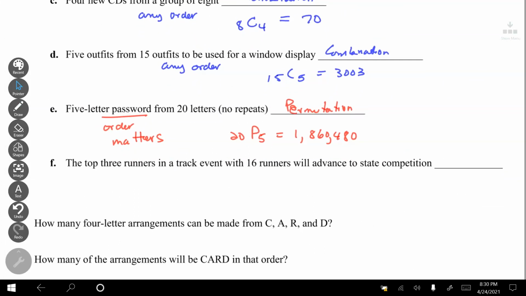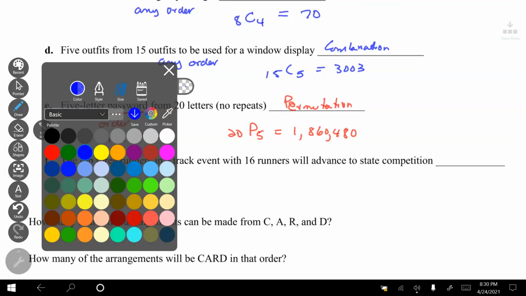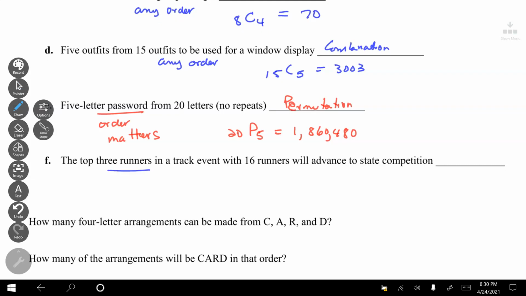And the top 3 runners advance to the state competition. Basically, as long as you're in the top 3 in any order, you're making it to states. That is combination, 16C3, and 560 ways.